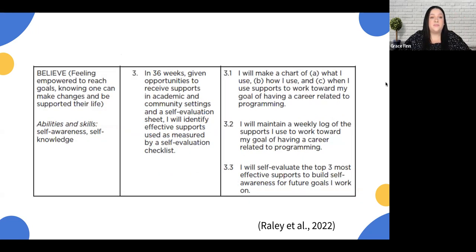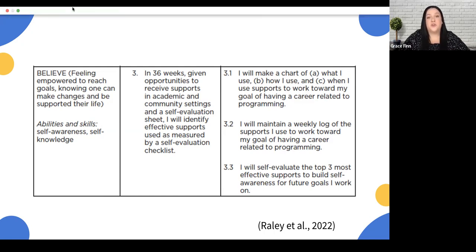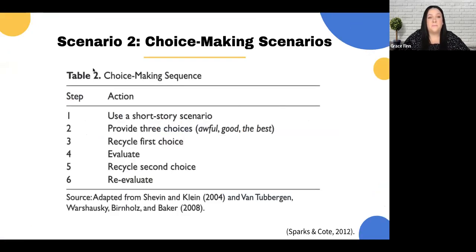And then for believe, in 36 weeks, given opportunities to receive supports in academic and community settings and a self-evaluation sheet, she will identify effective supports used as measured by a self-evaluation checklist. So again, we're really connecting Isabella's wants, her needs, her passion, her goals to her IEP so we can make sure that we're being really intentional about making sure that she meets her goals.